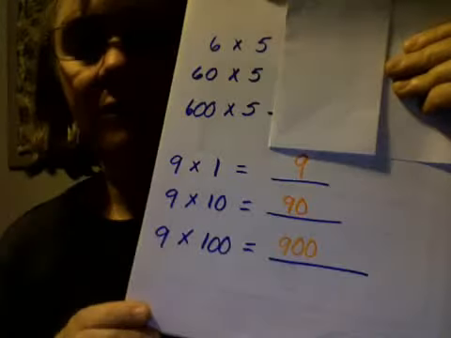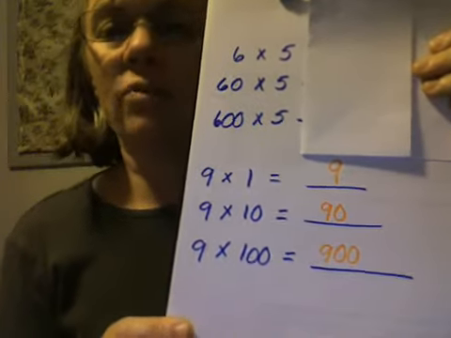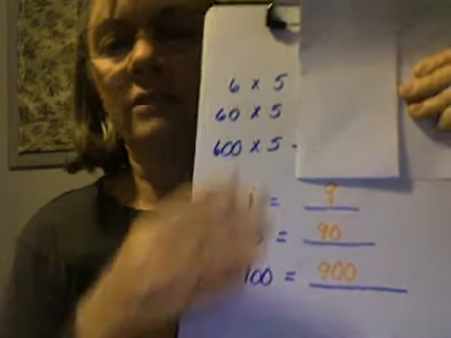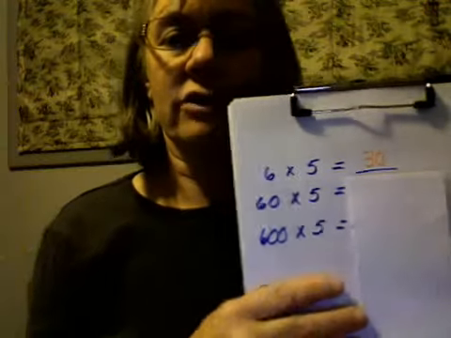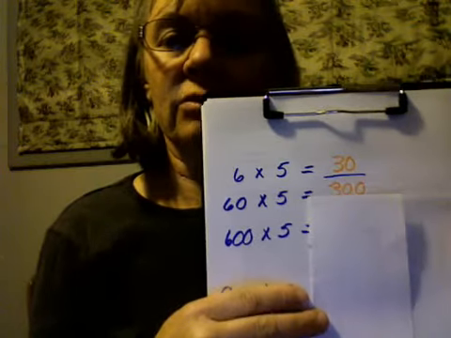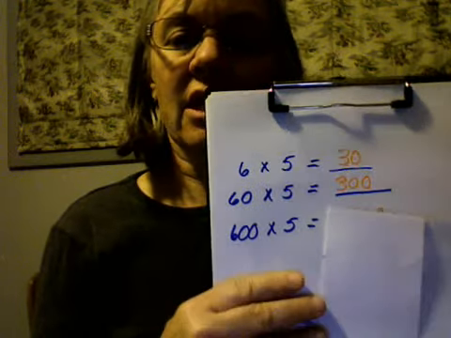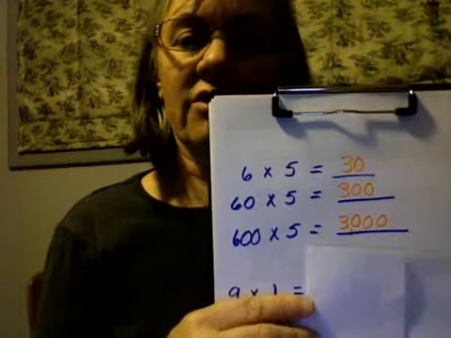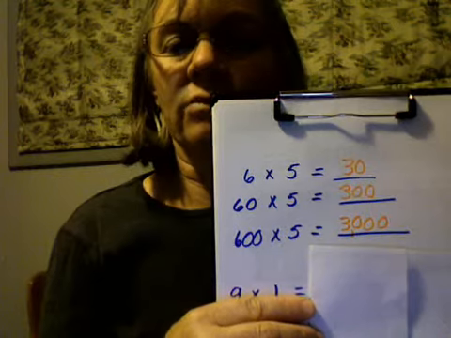Here we have 9 groups of 1, make 9. 9 groups of 10 are 90. And 9 groups of 100 are 900. Not so simple are problems like this. 6 groups of 5 are 30. 60 groups of 5 are 300. 600 groups of 5 are 3,000. Each time it grows by a power of 10 as we move to the side on the place value chart.